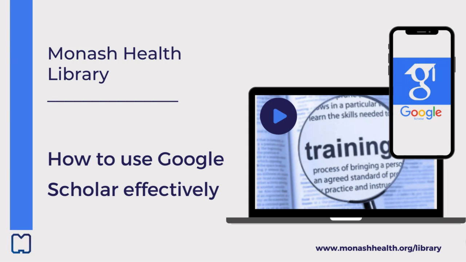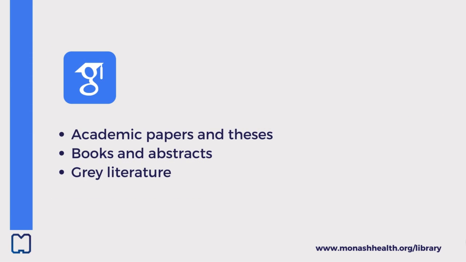This video will demonstrate how to perform an advanced search using Google Scholar, how to set up email alerts, and how to create a Google Scholar profile. Google Scholar is used for finding traditional peer-reviewed literature, including academic papers and theses, publications, including books and abstracts, and other grey literature. These are sourced from professional societies, online repositories, universities, and other websites.